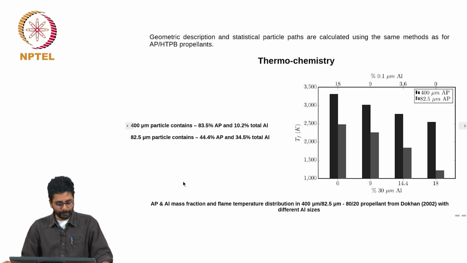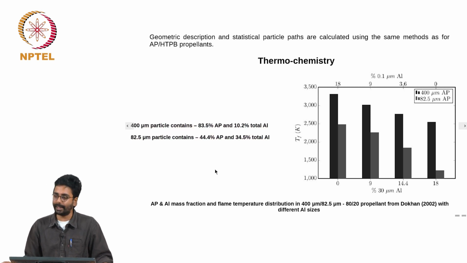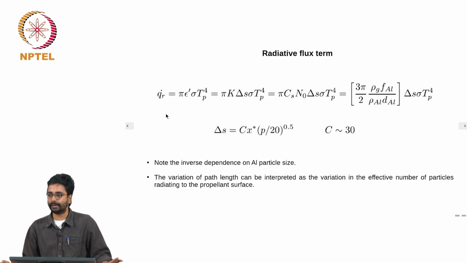So the AP and aluminum mass fraction and flame temperature distribution in the 400 micron, 82.5 micron, which is in the fraction of 80 to 20 from Doken et al., is calculated here. The important conclusion is that the amount of AP and aluminum are very different for coarse particles and fine particles. A simple model is adopted for the radiation. I will not go into the details.